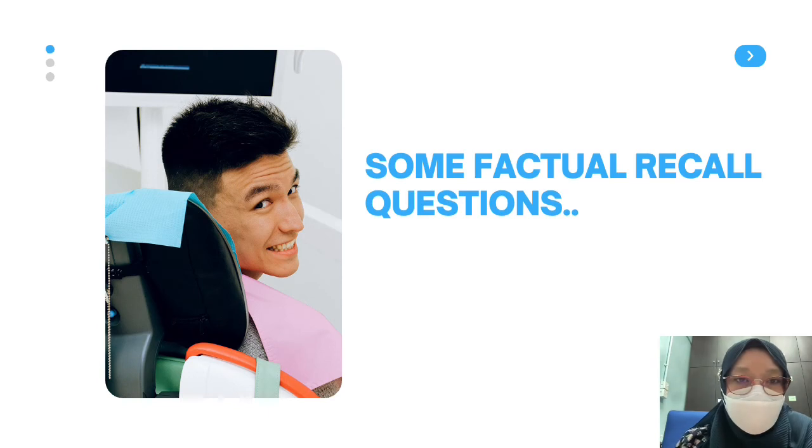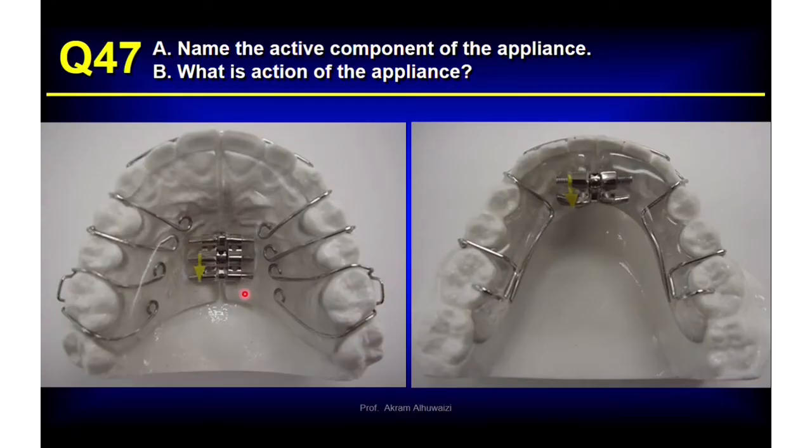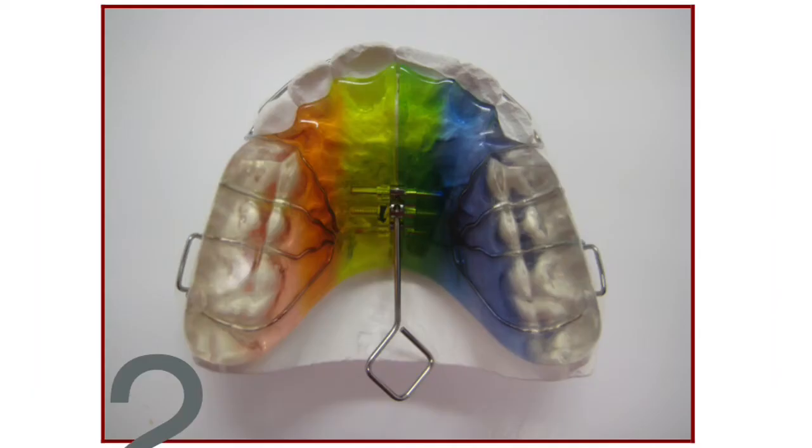Okay, now let's have a look at some factual recall questions. Name the active component of the appliance. It is the screw. What is the action of the appliance? The action is for arch expansion. Let's have a look at the yellow arrow. The yellow arrow shows the direction of the key used to turn the screw. This is the key used to turn the screw.